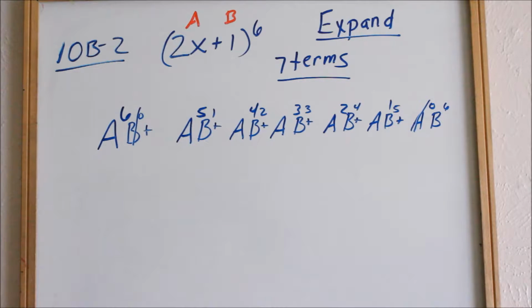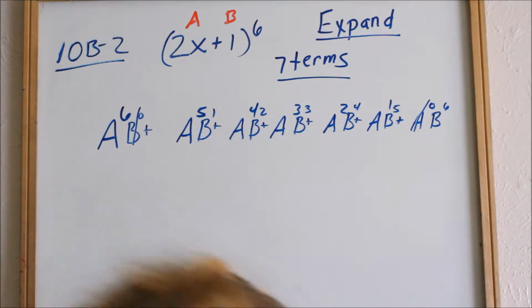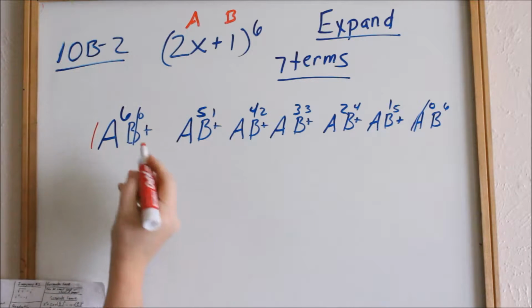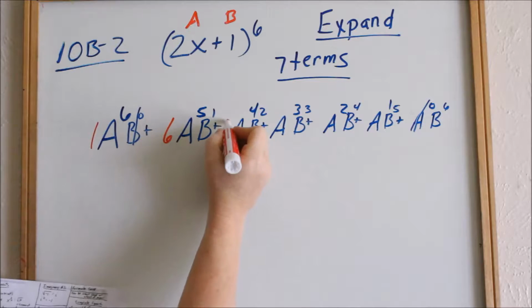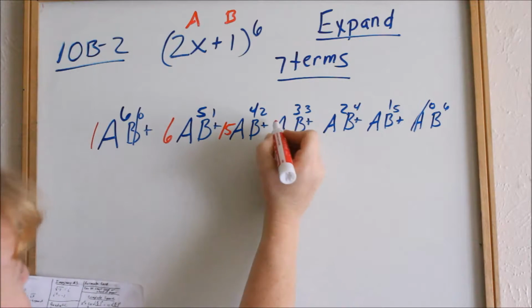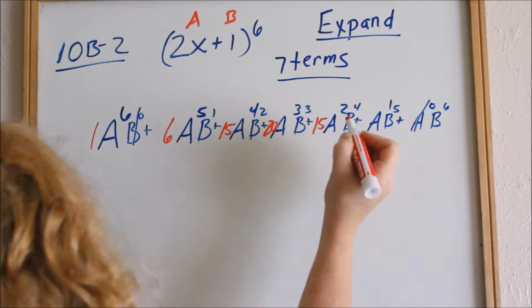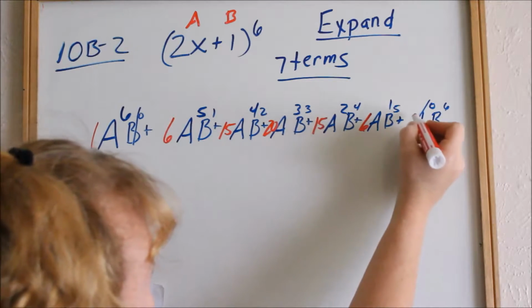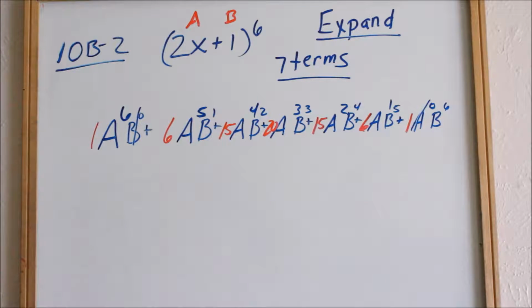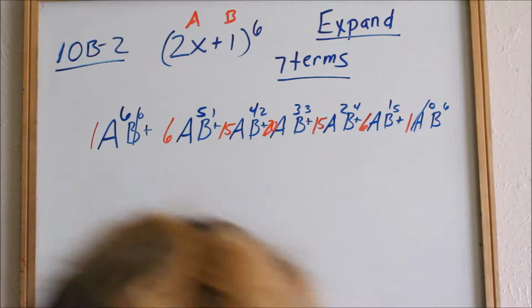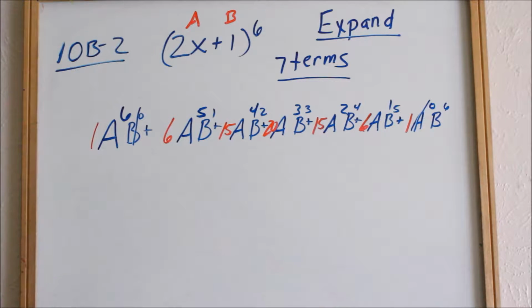But now I've got to put in my coefficients. And my coefficients, I am going to find those from Pascal's triangle. If you go down the Pascal's triangle to the 6th power, then you should have these coefficients: 1, 6, 15, 20, 15, 6, and 1. I didn't leave any space for my numbers, so I apologize if they are squeezed in there. So this is the formula that we're going to follow.